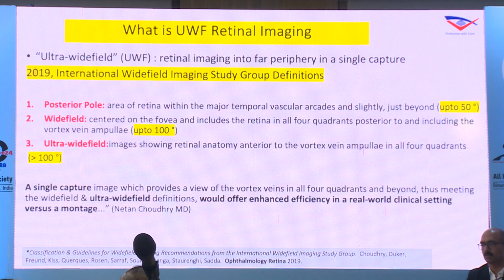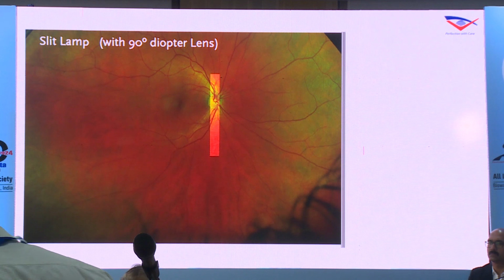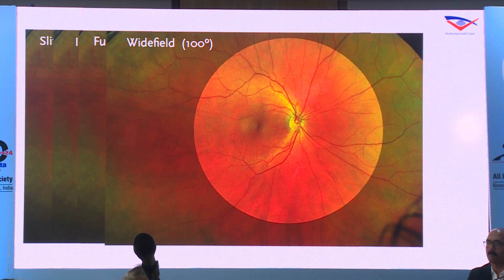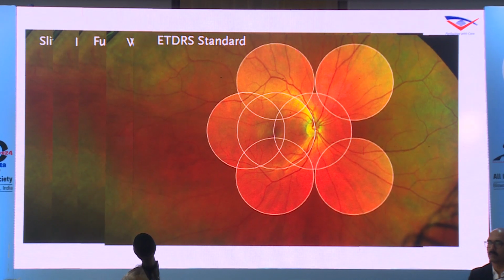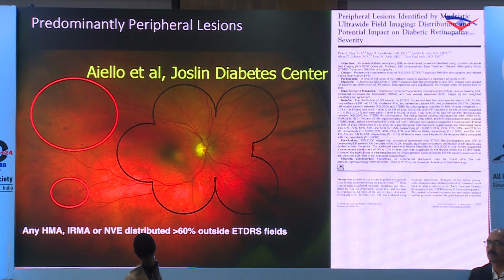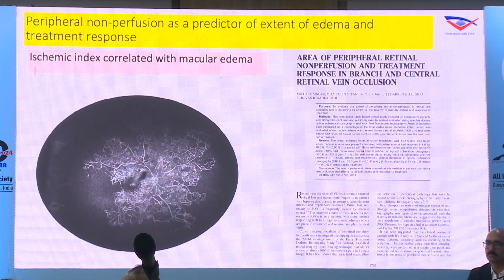So that should be the aim. There are numerous cameras available, but if I can get all the four vortex bands and a little beyond, that is ultra-wide field imaging. This is what you see with the slit lamp, with indirect ophthalmoscopy, with a fundus camera, with the ETDRS 7 standard charts, and with wide field imaging. A study by Jocelyn Ailo et al. showed that they were missing peripheral lesions 10% of the time, which would have changed their protocol for treating a particular case of diabetic retinopathy.